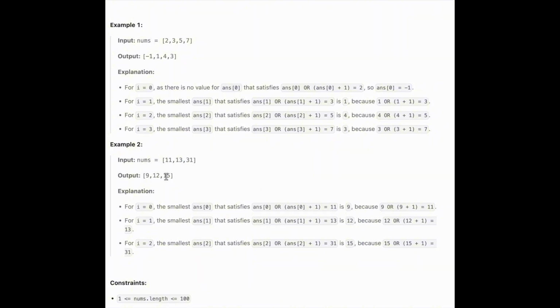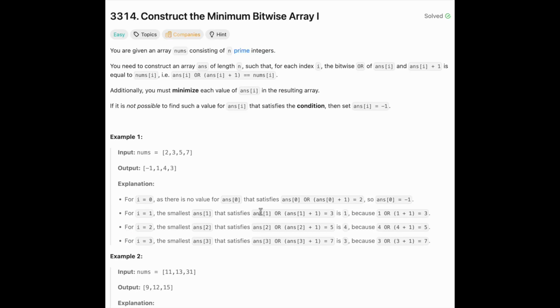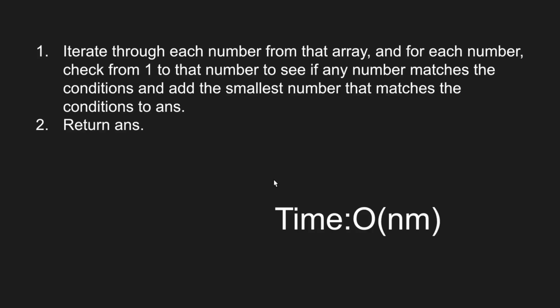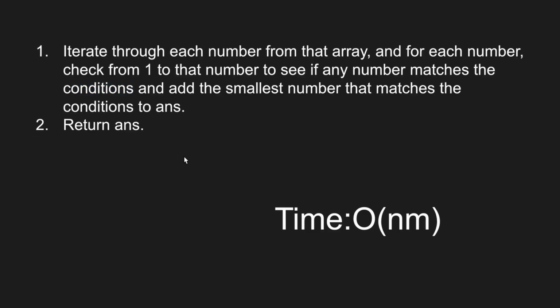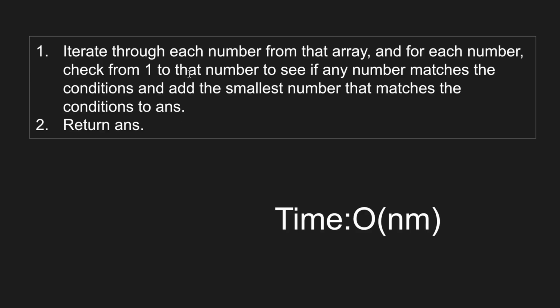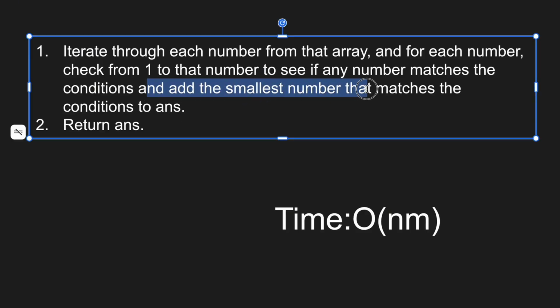If you're not sure how we can calculate the OR operation, don't worry, we will go over it in the example walkthrough. So now that we have seen some examples, let's get to how we can solve this problem. One way is to iterate through each number from that array, and for each number, check from 1 to that number to see if any number matches the condition where that number OR that number plus 1 equals the number at that index. We add the smallest number that matches the condition to the answer array, and return the answer array at the very end.